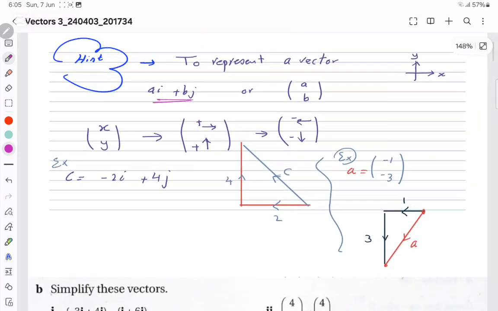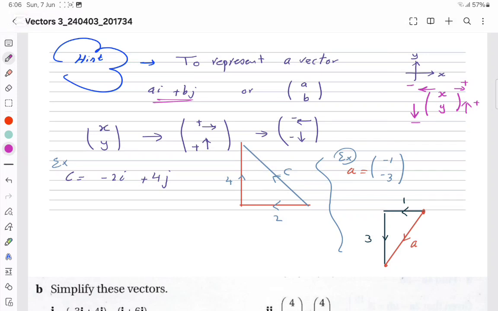Now, any vector in column vector has 2 dimensions, x and what? y. And as you know, x always moves right or left. So if it goes to the right, it will be positive. If it goes left, it will be negative. So in column vector, I have x and y. x moves right and left. y moves up and down. If it's up, it will be positive. If it's down, it will be negative in general.